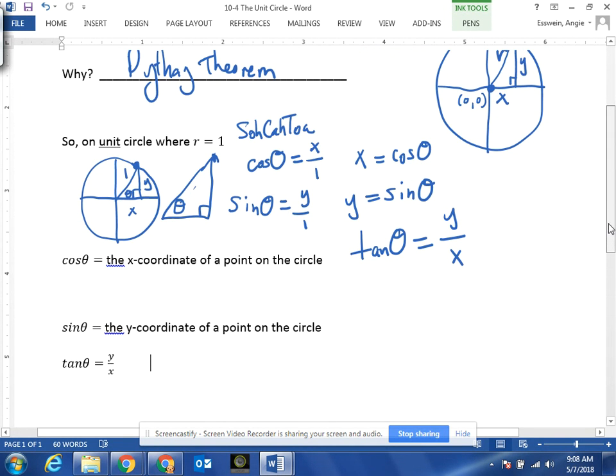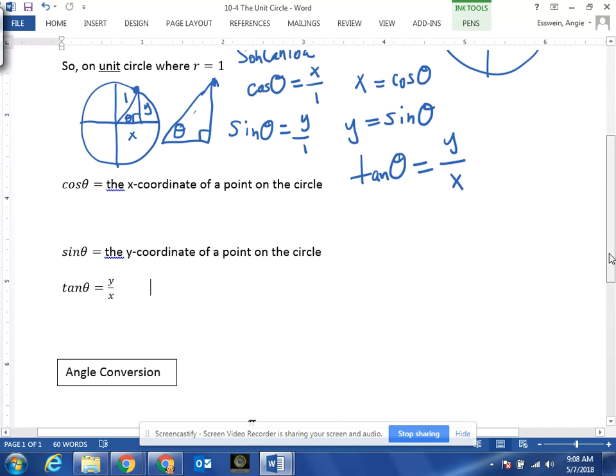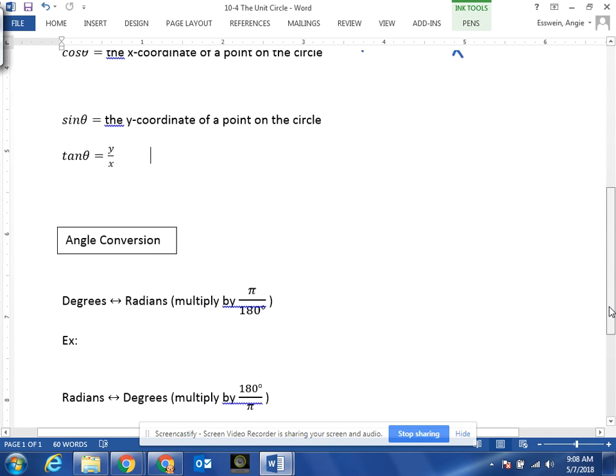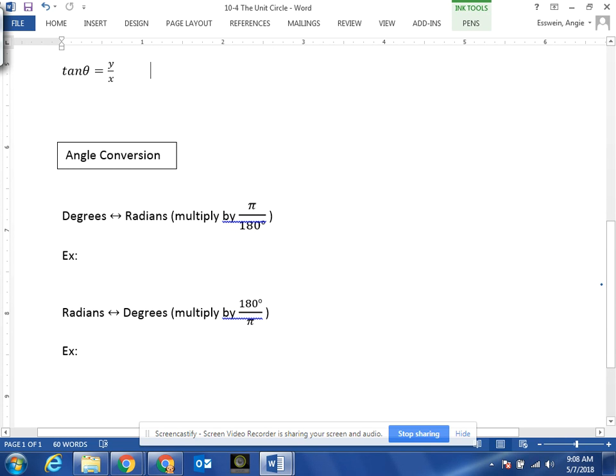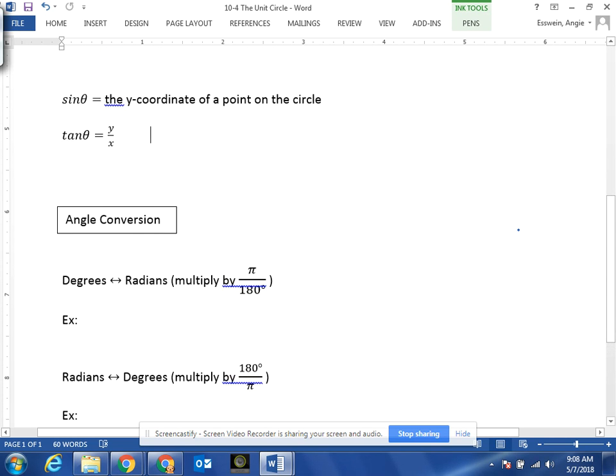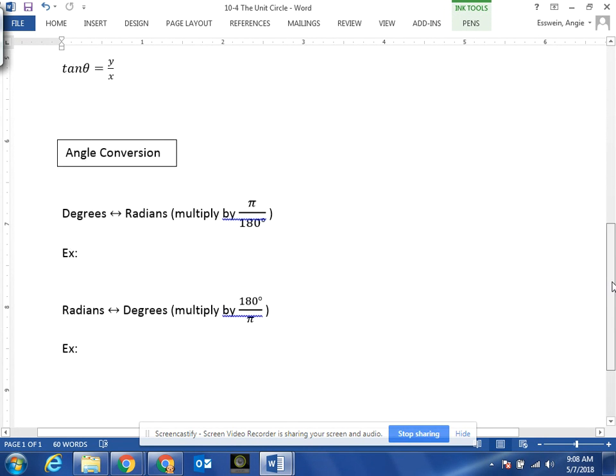Yes, please. So now let's look at converting from degrees to radians. It's a little bit different of a topic, but I didn't want to do notes all by itself for this. Let me finish this and then I'll go back.